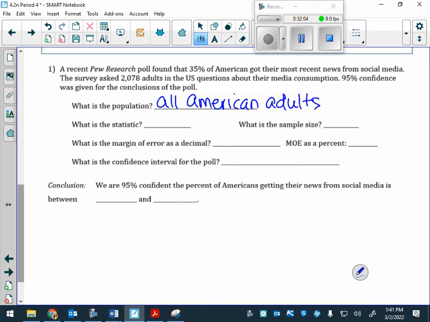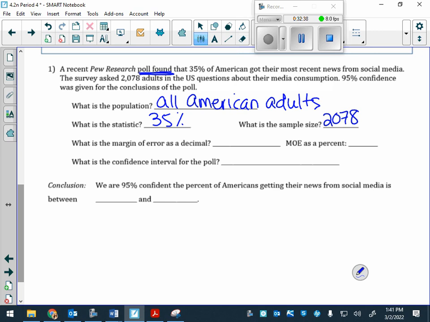Okay. What is the statistic? Do you know? Good. 35%. And people were questioning that in the other class, but it's the poll that was taken of the 2,000 plus adults. Okay. What is the sample size? Louise. Excellent. Okay, so now we're going to find the margin of error.